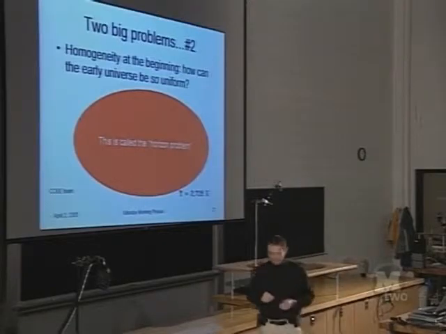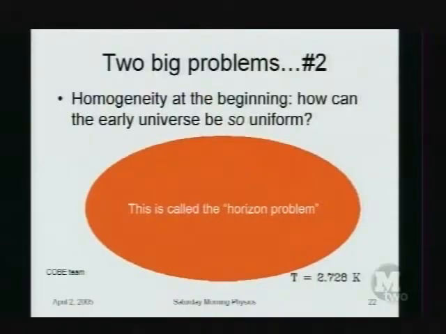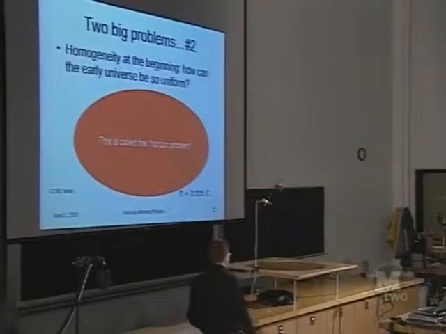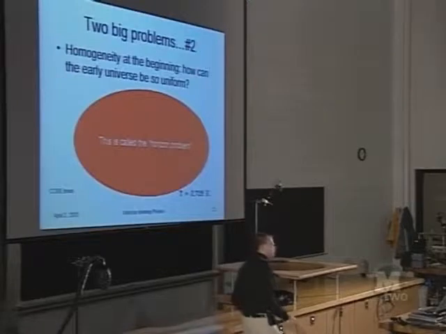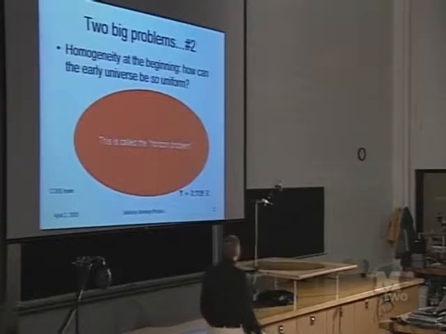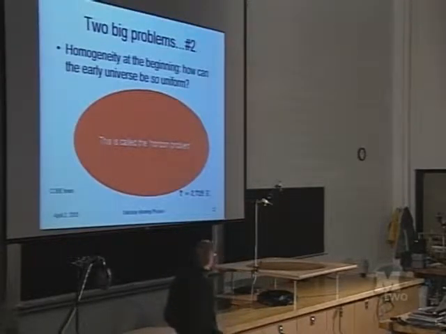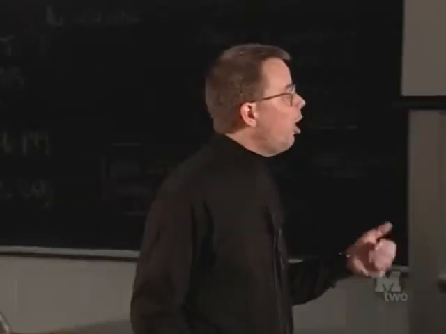There's a second big problem, which may be related to the flatness problem. And that's the fact that the universe is so homogeneous. We talked about this last time. When we look out at that microwave background radiation, we see the same temperature everywhere on the sky to a remarkable degree of accuracy, to about 1 part or a few parts in 100,000. It's really very similar in different places on the sky.